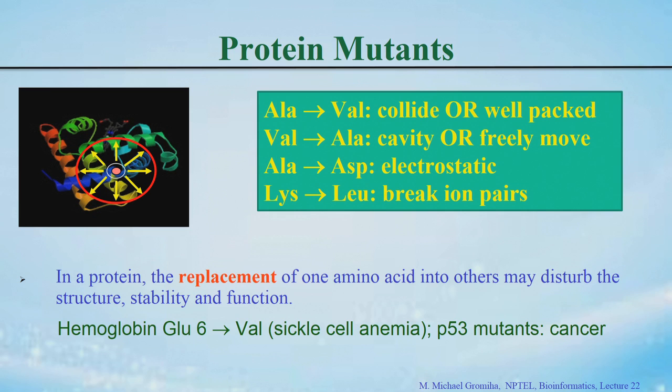Some of them may also lead to diseases. For example, in hemoglobin, if you mutate glutamic acid 6 to valine, it causes sickle cell anemia. Like p53, it is a DNA binding protein. If you make a mutation, specifically an arginine mutation, this will lose the binding affinity. Finally, it may lead to certain types of cancers.